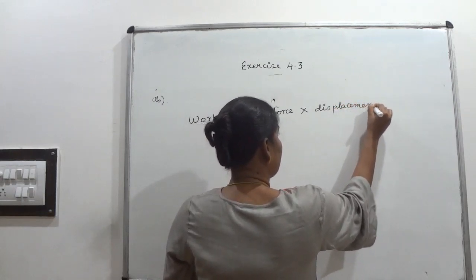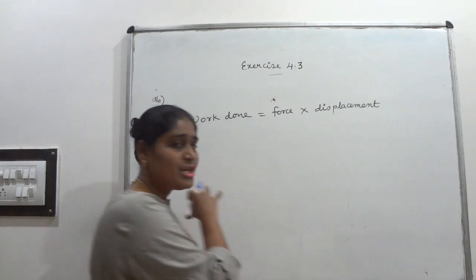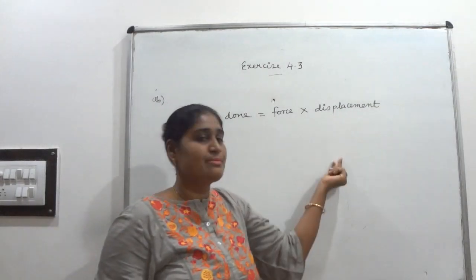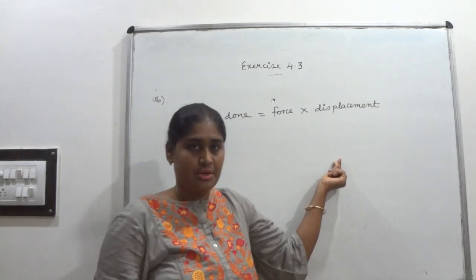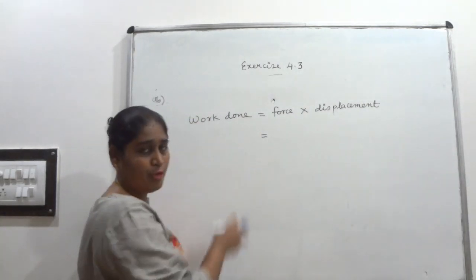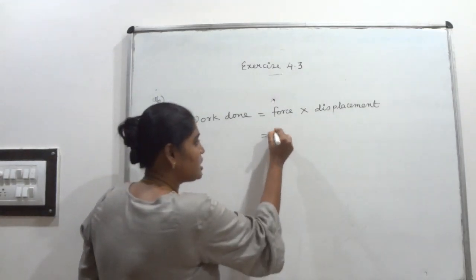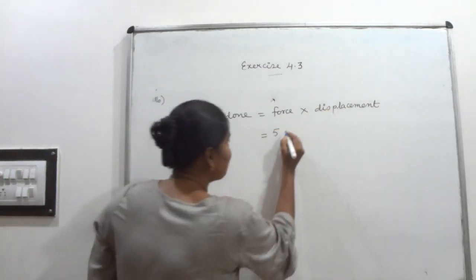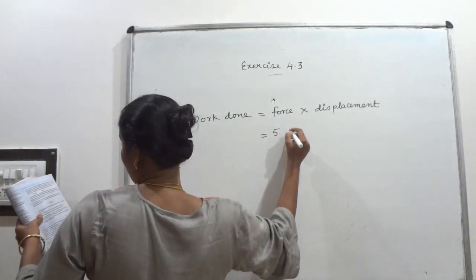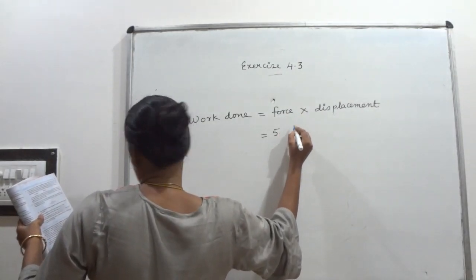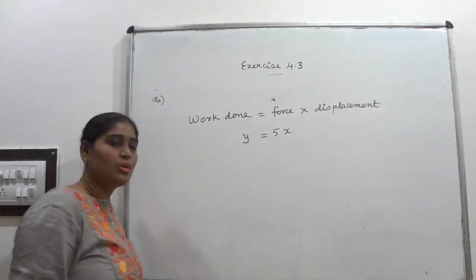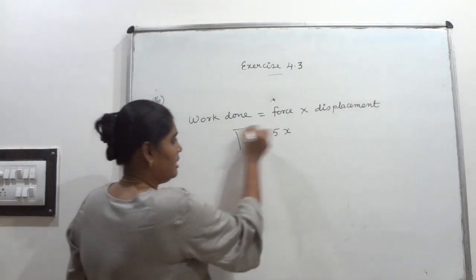Displacement. Here in the question, direction is not mentioned. That's why, in place of displacement, I am taking distance here. In the question, the constant force value is already given. Constant force is how much? 5. So displacement I am taking as x and the work done I am taking as y. So y equal to 5x is the equation.